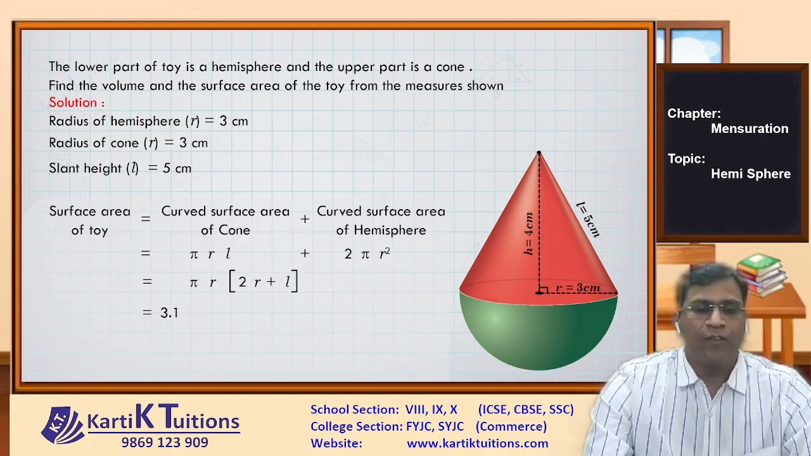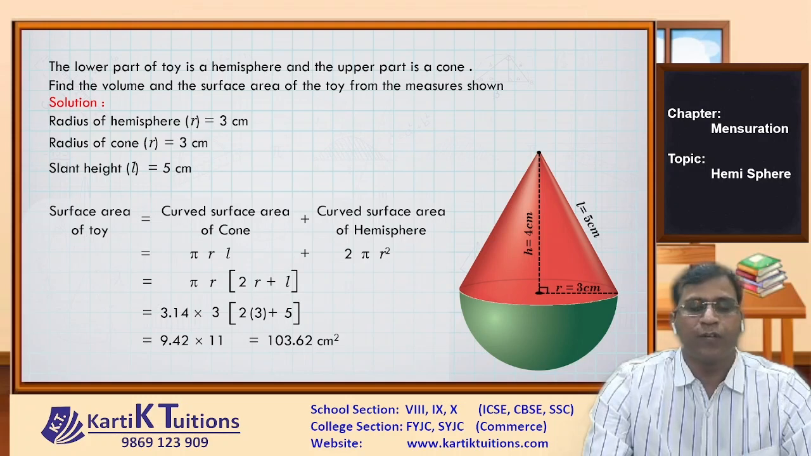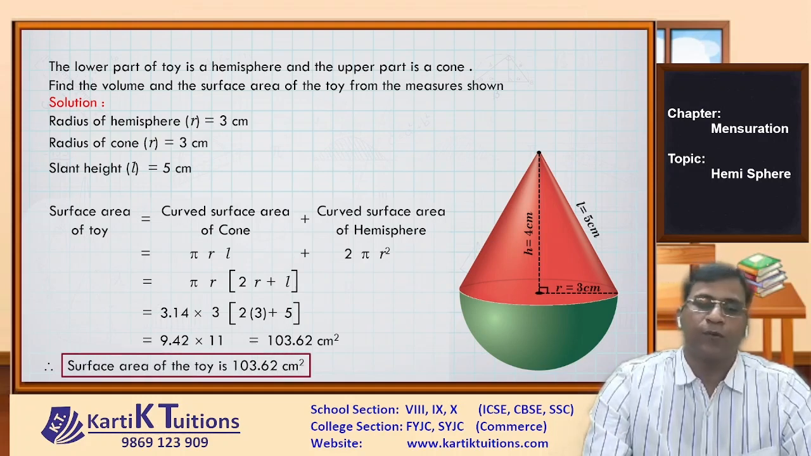Now pi value कितना है? 3.14. r कितना है? 3 into 2 into 3 plus 5. Now here when you multiply 3 with 3.14, you will get 9.42 into 6 plus 5, that is 11. Now when you multiply this, you will get it as 103.62 centimeter square. So the surface area of the toy is 103.62 centimeter square. I hope you have understood this sum also.